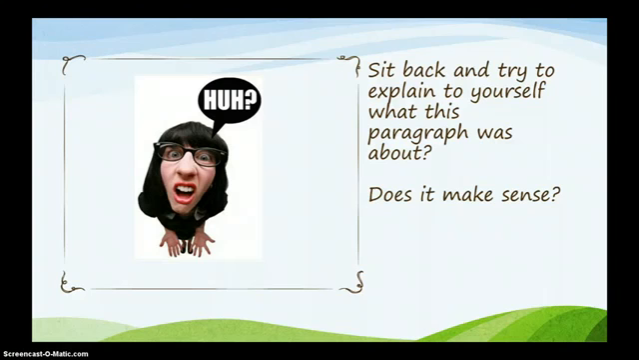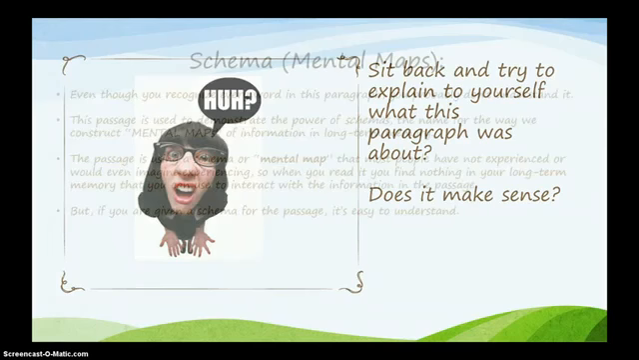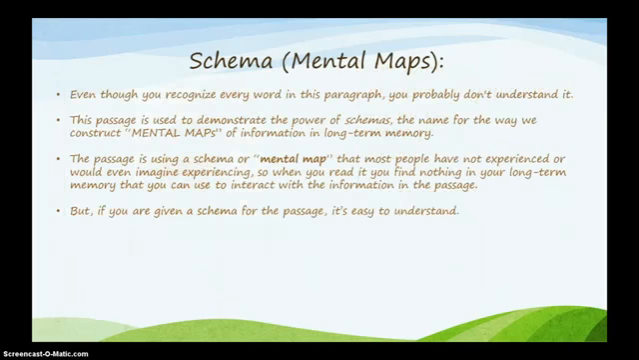So sit back for a second and try to explain to yourself what this paragraph was about. Does it make sense? When you read it, did it become clear to you what the author was trying to get across? When I first read it, I had no clue. A schema or mental map: even though you recognize every word in the paragraph that we just read, you probably don't understand it. This passage is used to demonstrate the power of schemas or mental maps.